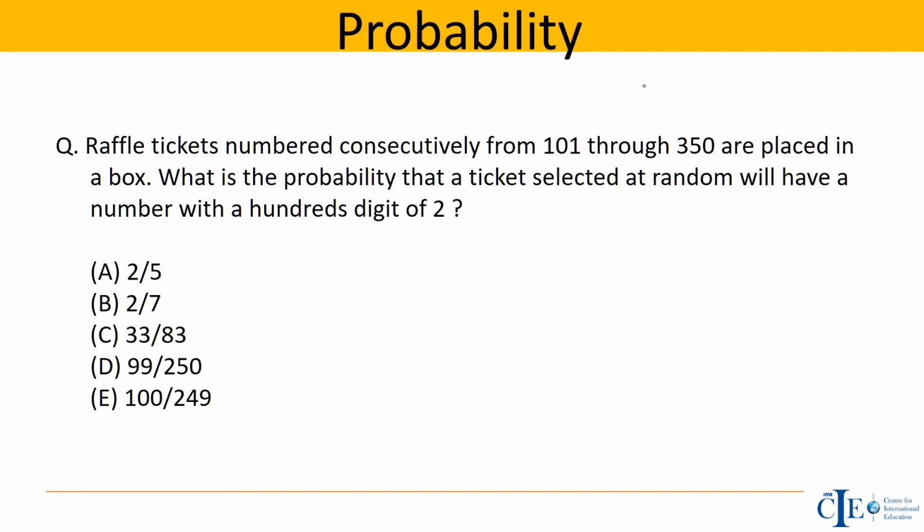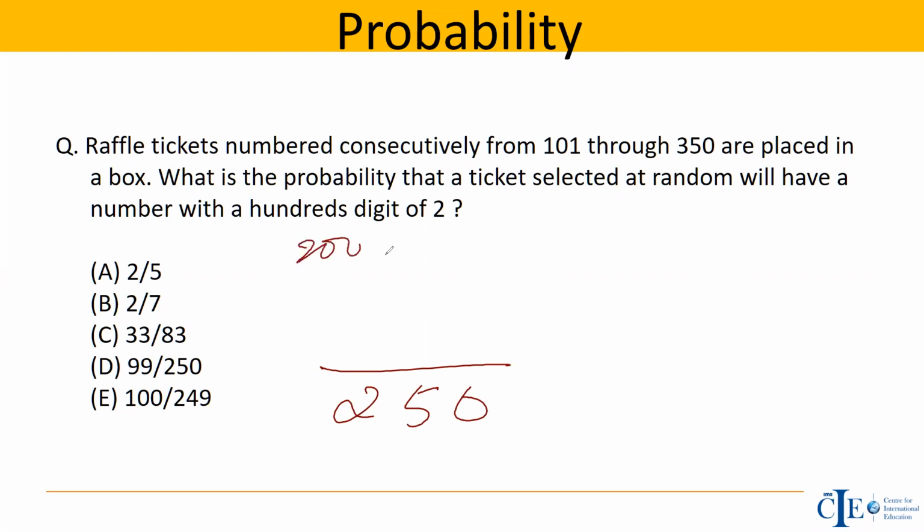Okay, this one was simple, straightforward. How much? 2 by 5? 99 by 250. So let's say from 101 to 350. So how many numbers are there? If we calculate from 1, there would be 350, and from that we removed the first 100, so how many are left? Only 250 are left. Okay, so the only 250 of them, which should have a hundreds digit.